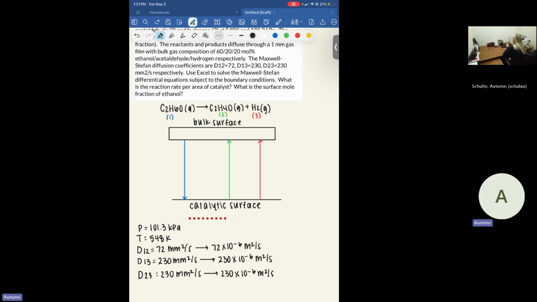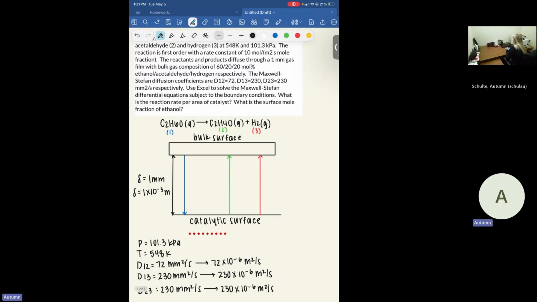We are also given this distance from our bulk surface to our catalytic surface. So this distance right here is given to us, and that is going to be delta is equal to 1 millimeter. And again, I'm going to change those to be an SI unit. So this is going to be 1 times 10 to the negative third meters.